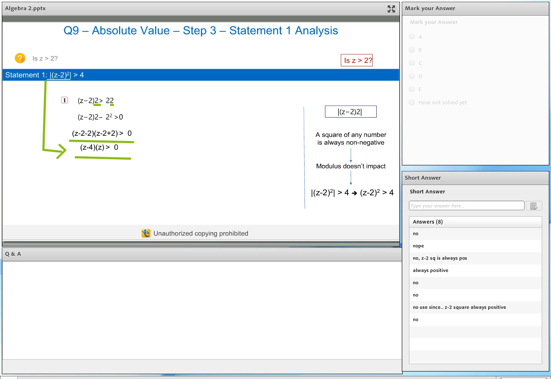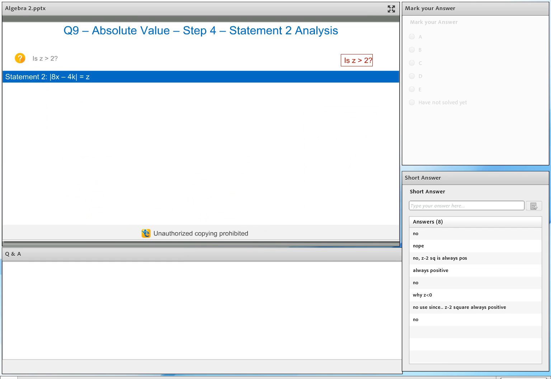When you figure out the range for this, what you get is z is less than 0 and z is greater than 4. Again, don't mind the wavy line method here. Once you learn it, you will be able to get to this in a rather quick manner. So the range that you get is z is less than 0 and z is greater than 4. It doesn't tell you whether z is greater than 2 or not, which means statement 1 is not sufficient, because z can be either less than 0 or z can be greater than 4. So statement 1 is not sufficient.